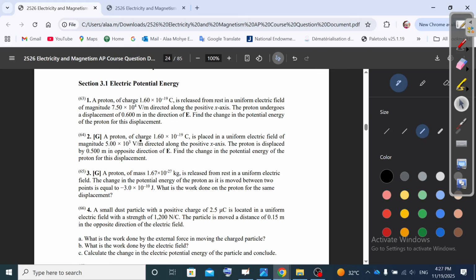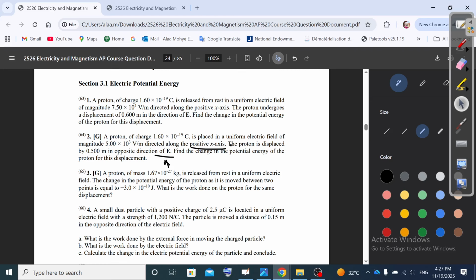Let's see. Now we move on to the electric potential energy. Important chapter. A proton of charge 1.6 times 10 to the minus 19 is placed in a uniform electric field of magnitude whatever directed along the positive x-axis, is an important sentence. The proton is displaced by 0.5 meters in the opposite direction of E. There you go. Find the change in potential energy.